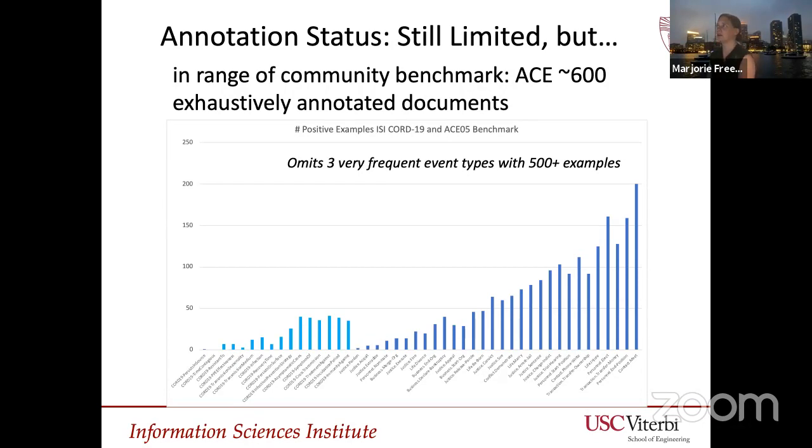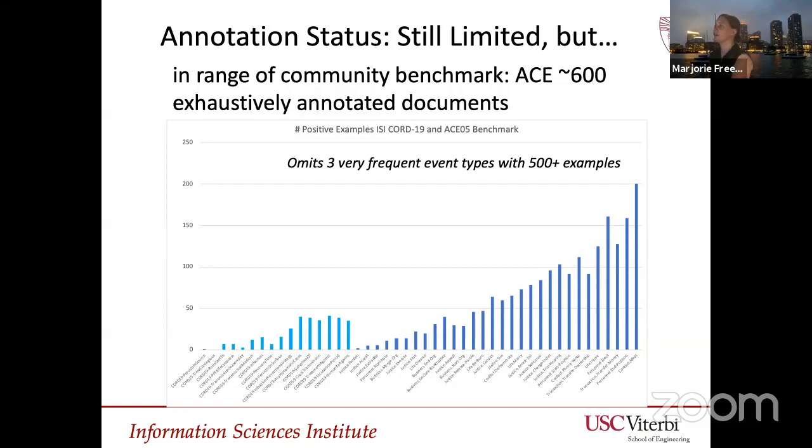Not at the high end of that range, but I mentioned this ACE corpus earlier. And so that's 600 exhaustively annotated documents that served as the community benchmark for 15 years. I've omitted the 3 very frequent event types that have over 500 examples because they made the slide unreadable. But on the right of the slide, you see the number of positive examples in ACE. And then in teal, on the left of the slide, you see our positive examples.